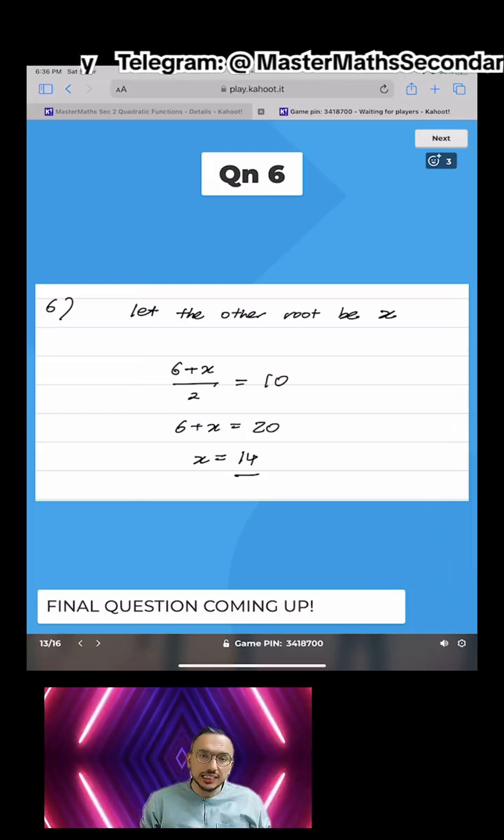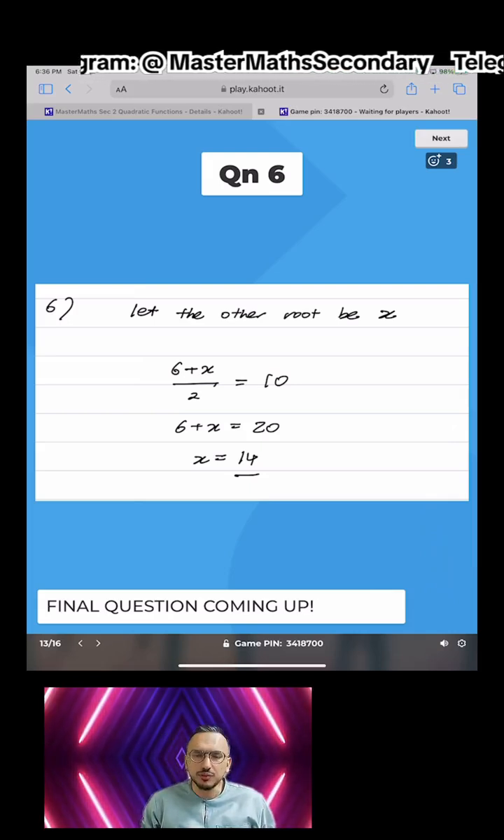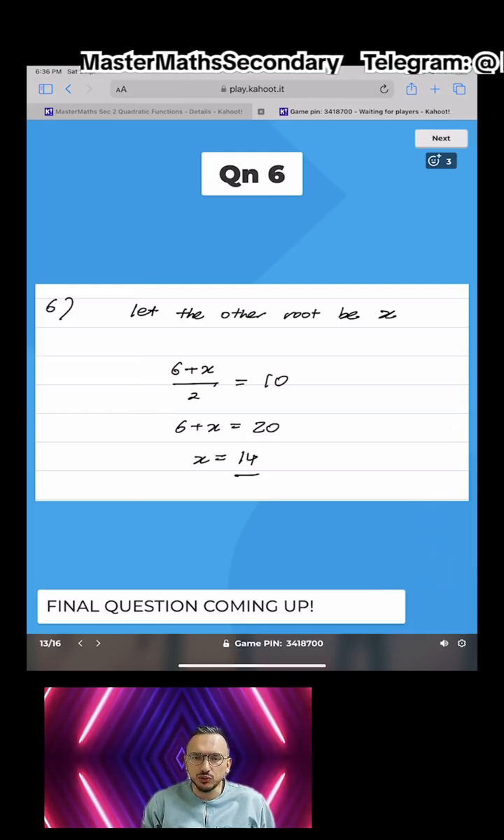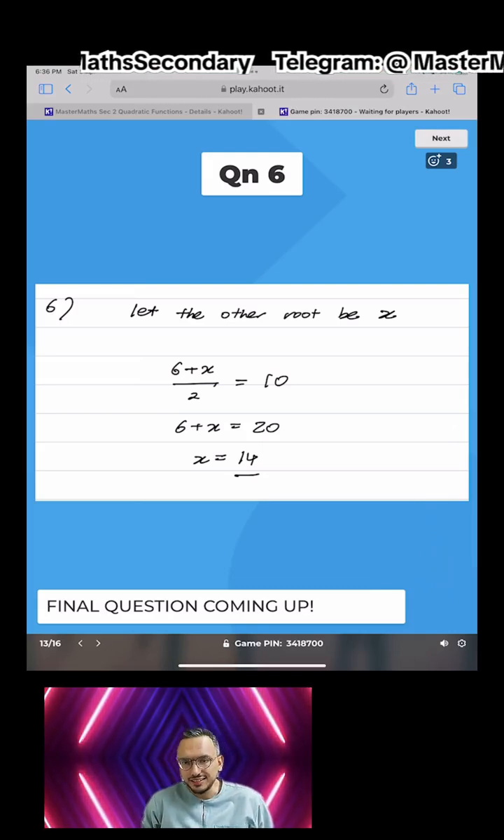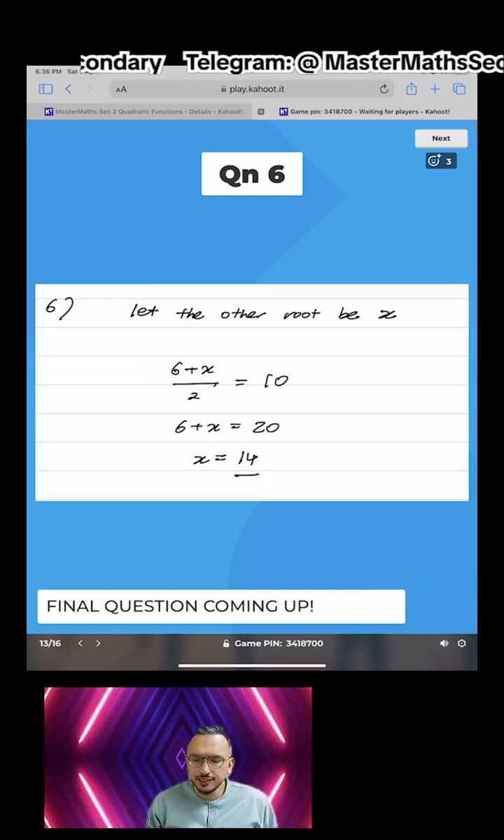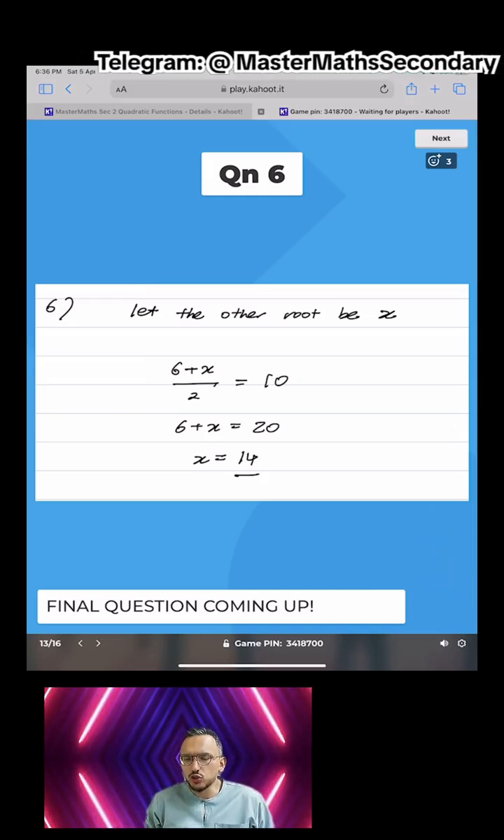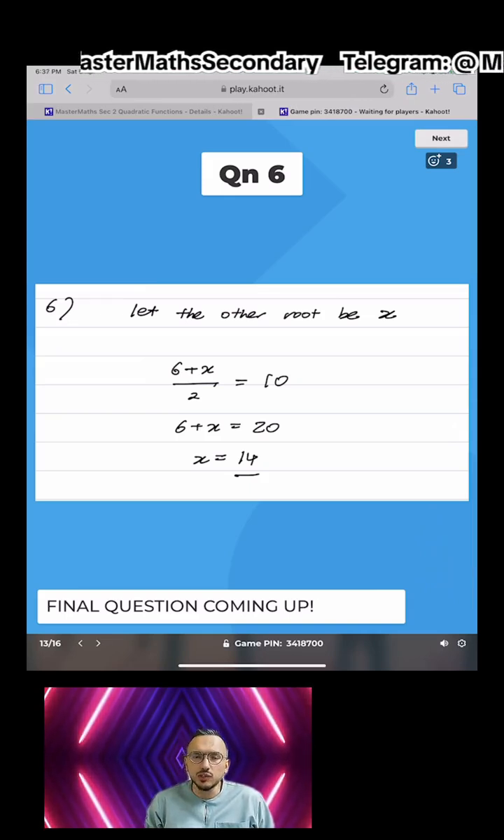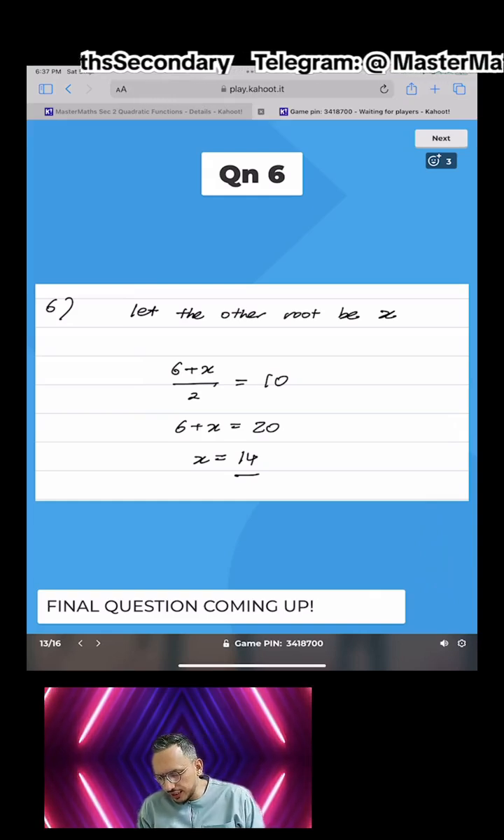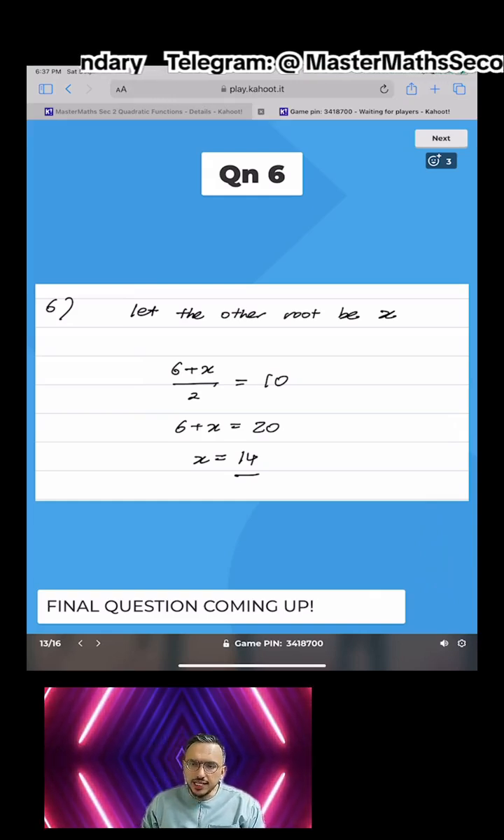Here we let the other root be x. Then we divide it by 2. So (6 plus x) divided by 2 equals 10. The middle point is 10. So solving the equation, we will get x equals 14. So the other root is 14. Okay guys, final question coming up.